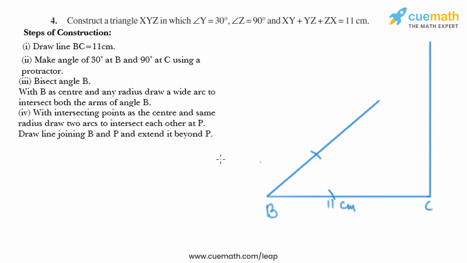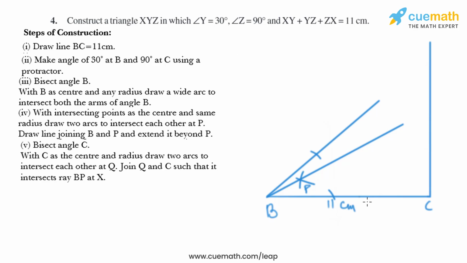Now in the next step, with the intersecting points as the center and the same radius, draw two arcs to intersect each other at P. So we need to put the compass at these two intersecting points, and using the same radius we need to draw two arcs like this. Now let's name the intersecting point of these two arcs as P. Now we have to join B and P and extend it beyond P. So we'll draw a line joining B and P like this and extend it beyond P.